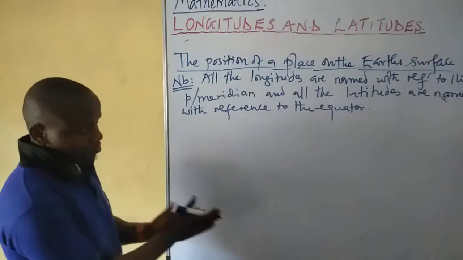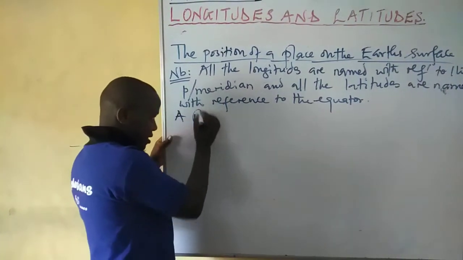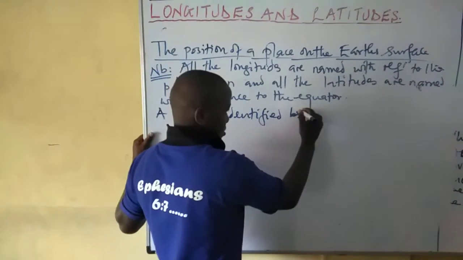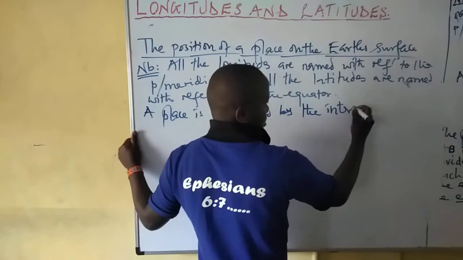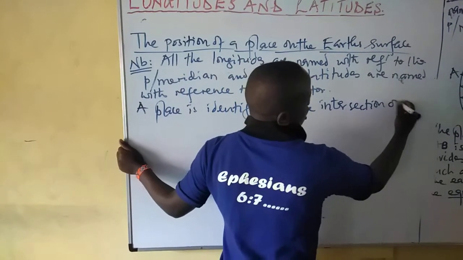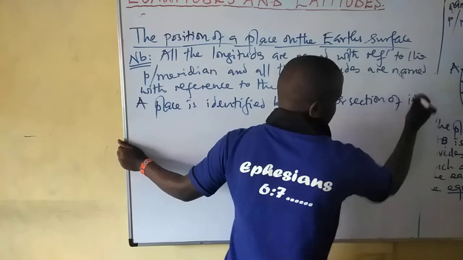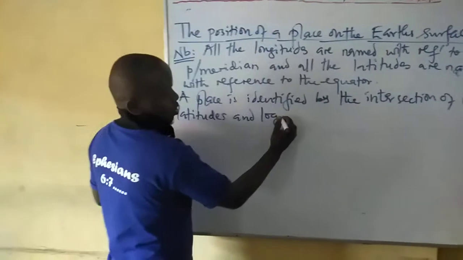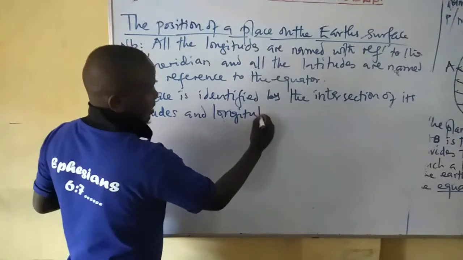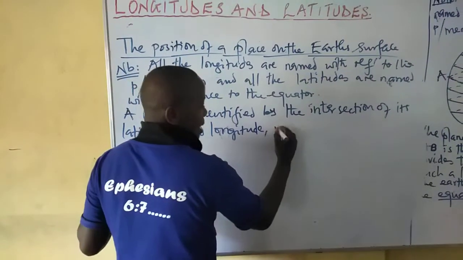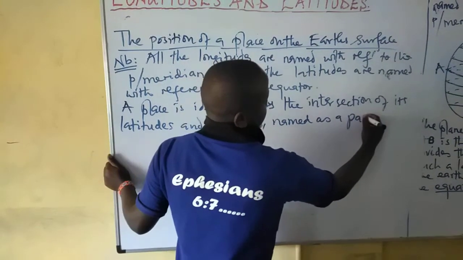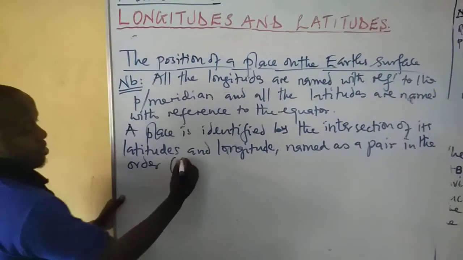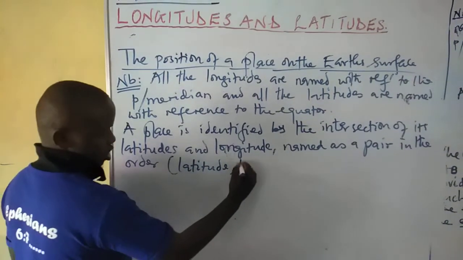So with that now, we should know that a place is identified by the intersection of its latitude and longitude, named as a pair in the order latitude, longitude.